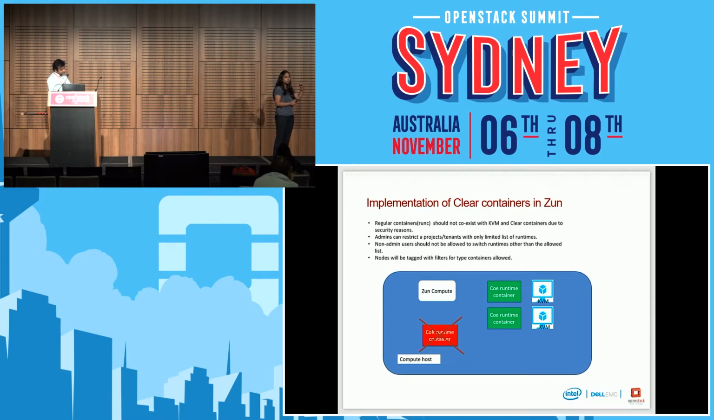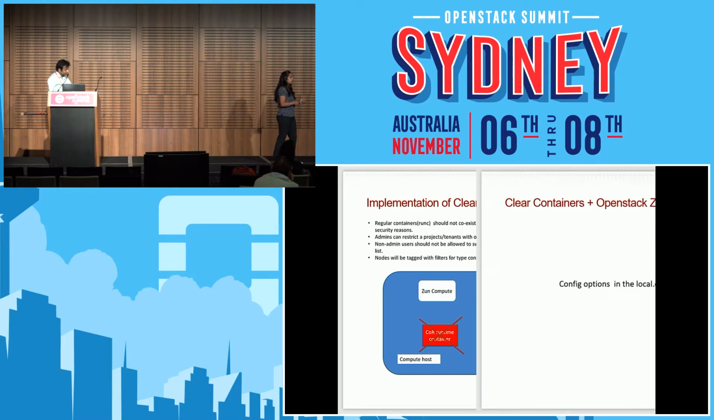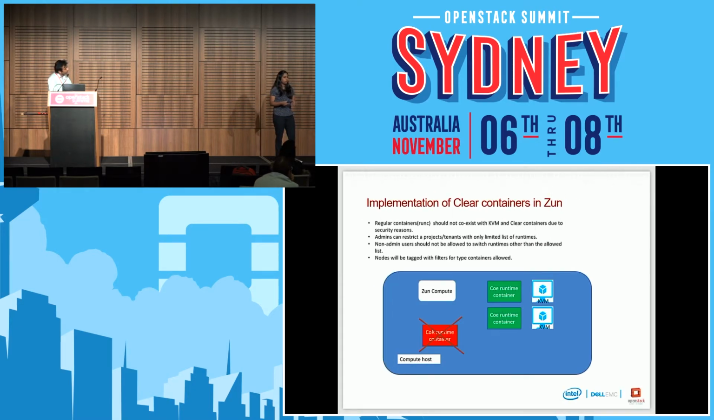Finally, for achieving all these 3 steps, we will be tagging nodes with the runtime it supports, or maybe in future we would have a similar concept of having a zone where nodes are tagged with the type of runtime it supports. When a user requests for running a clear container or a regular runtime container, it will land on the zone where that runtime is supported, and the container will be residing on one of the hosts.